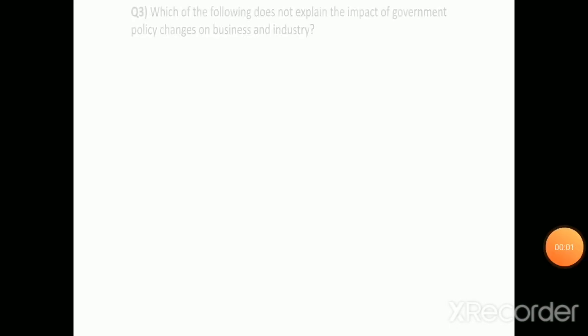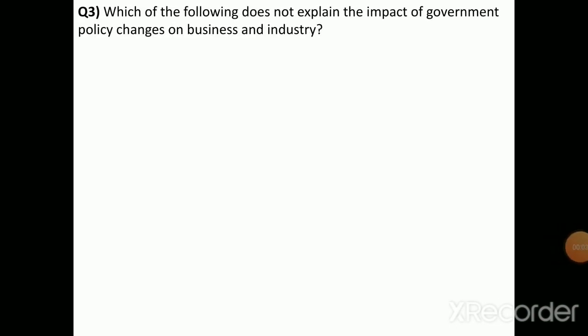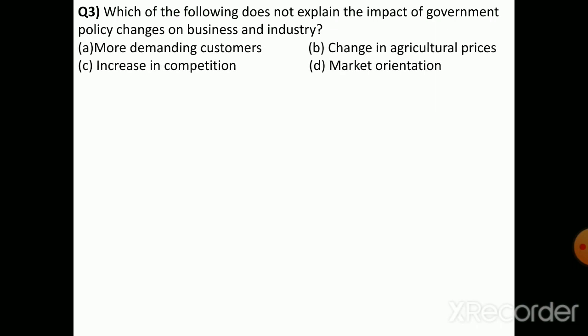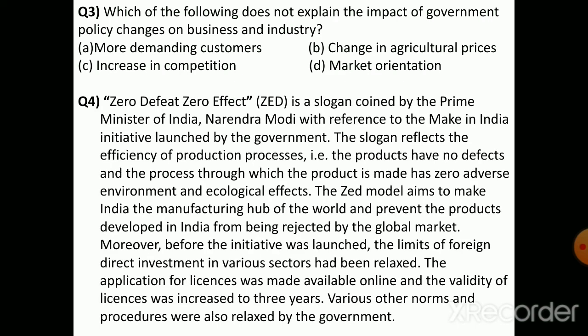Third question is, which of the following does not explain the impact of government policy changes on business and industry? First is more demanding customers. Second, change in agriculture prices. Third, increase in competition. Fourth, market orientation. And the last question is zero defect, zero effect.